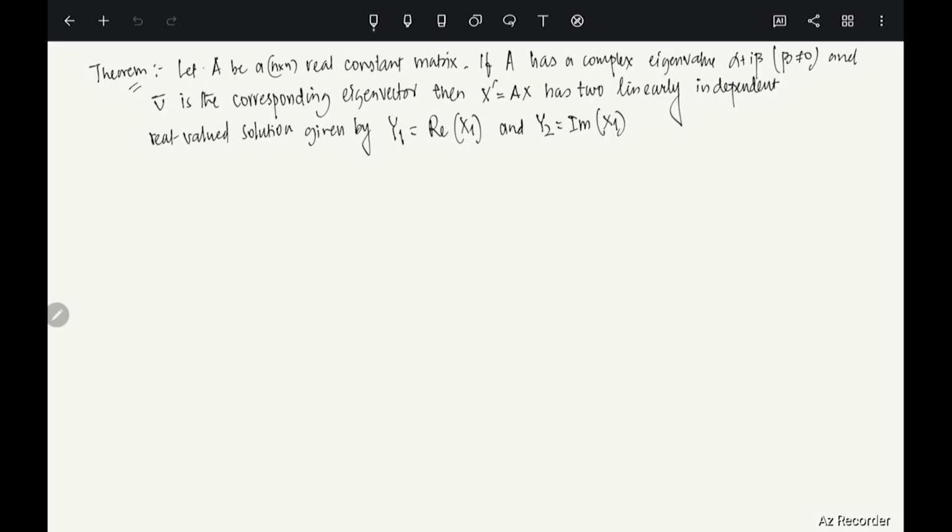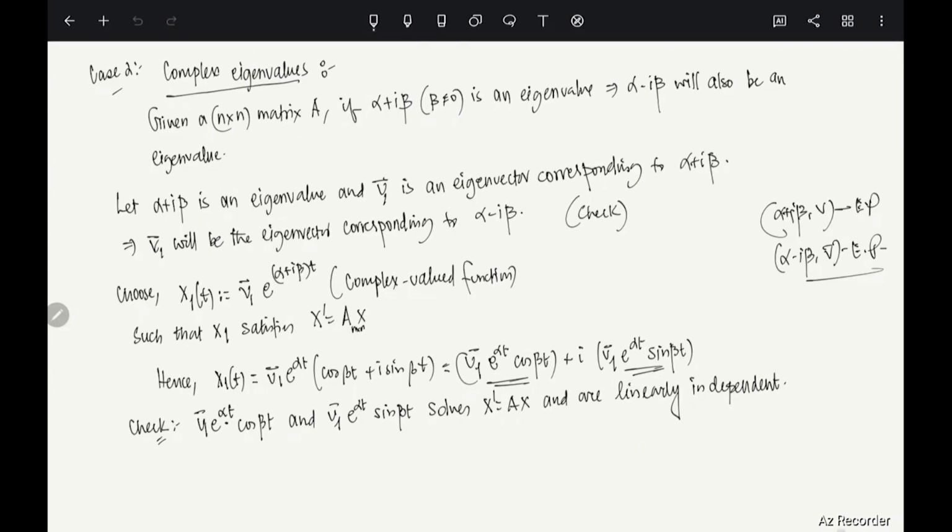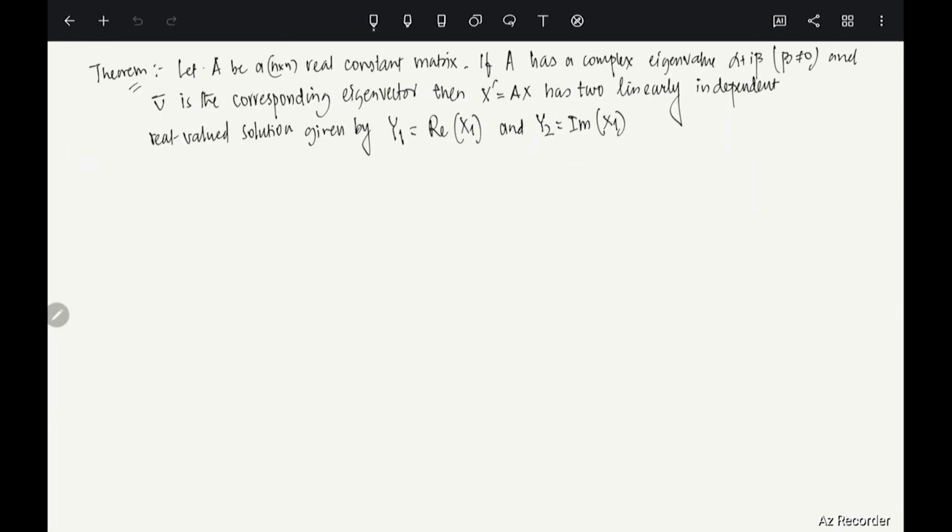Now what we are going to do is look at an example of how to solve this. So let's do a small example here. In this example we are going to look at a 2 cross 2 system. We will do it for a 3 cross 3 system also. All of those examples we will do, but for now a 2 cross 2 system.